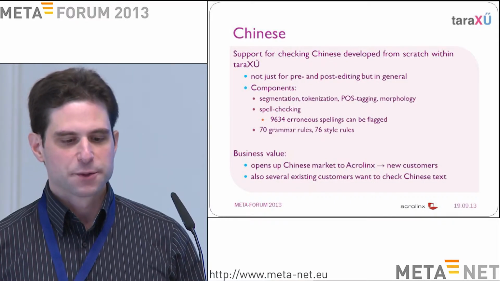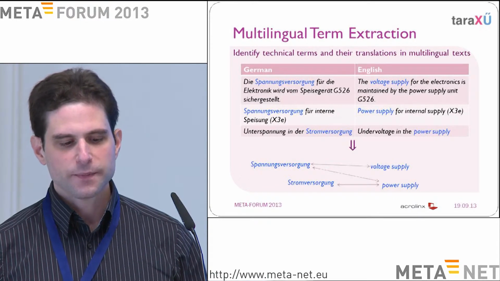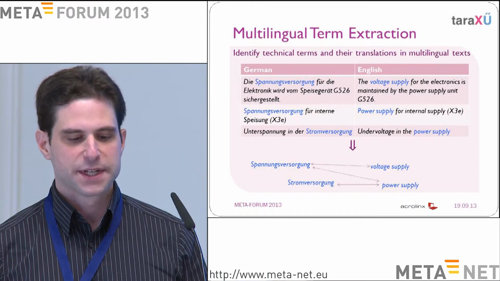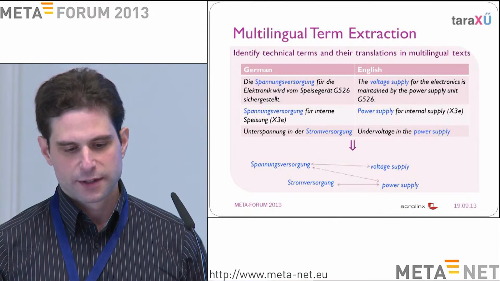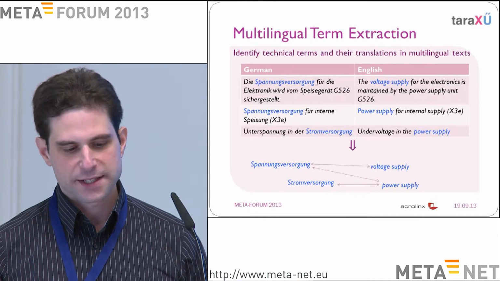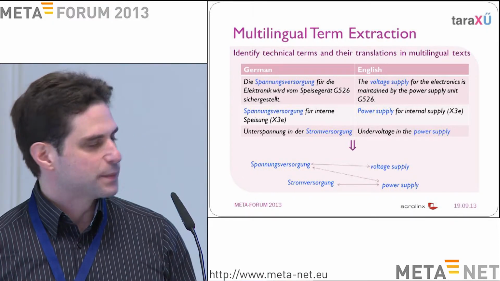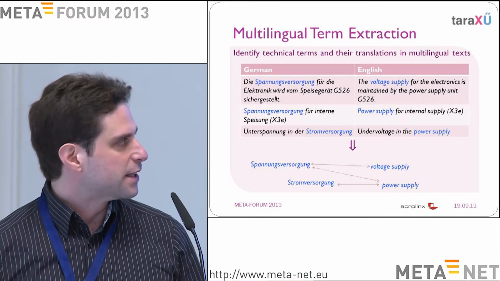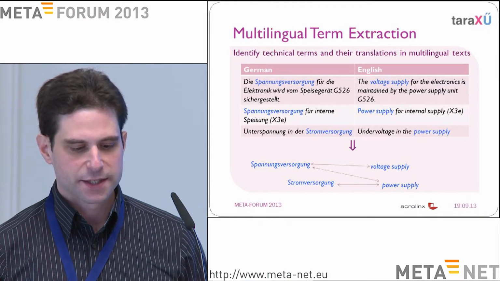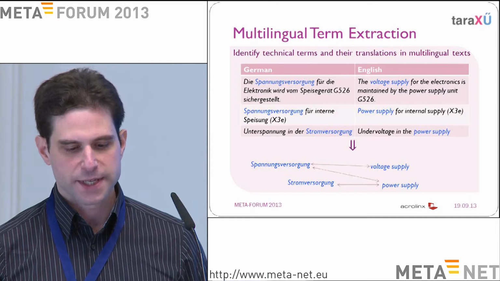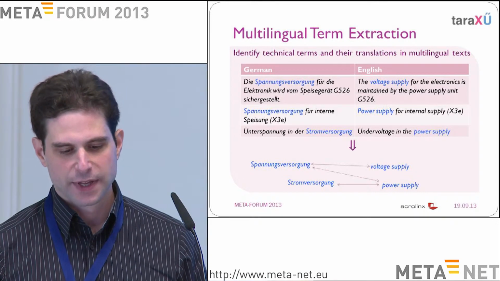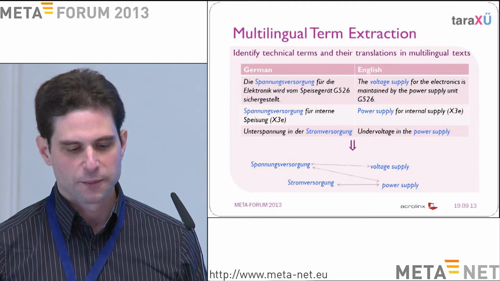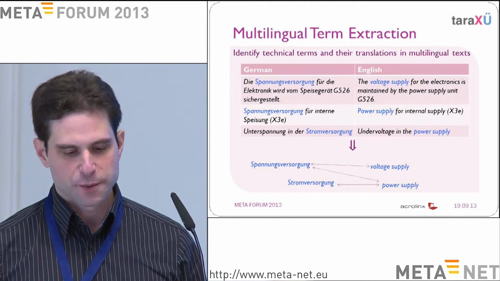Lastly, we developed multilingual term extraction functionality within the project. So multilingual term extraction refers to the identification of technical terms and their translations in multilingual texts. So here's an example of a very small multilingual text, 3 German sentences and 3 English sentences, their translations. And in blue, I've highlighted some of the terms that might be extracted in this case. So we've got 2 occurrences of Spannungsversorgung, which is translated alternately as voltage supply and power supply. And Stromversorgung is also translated as power supply, so the result of an extraction on this would possibly include those 2 German and 2 English terms.